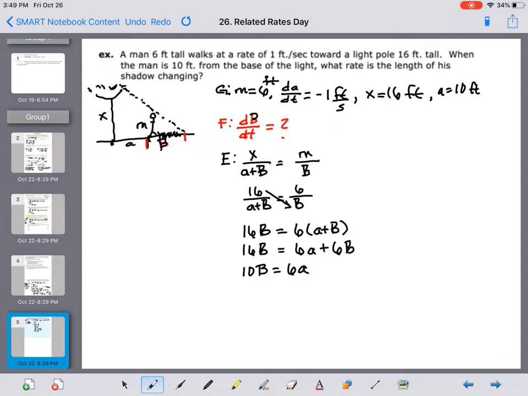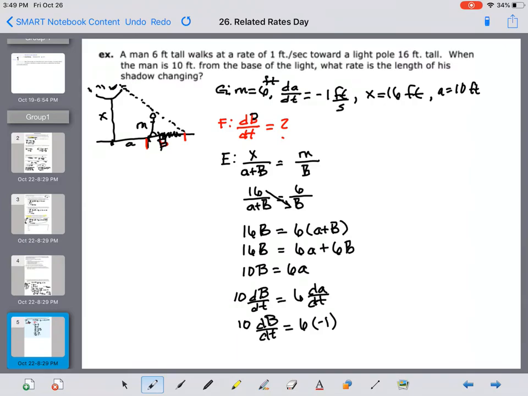Once I do all of that simplification, the derivative of what's left is pretty easy because it's really just a coefficient. The derivative of B gives us dB/dt, 10 dB/dt equals 6 times the derivative of A, dA/dt. That's a pretty easy derivative to take. So now it's just about plugging everything in. I don't know what dB/dt is. That's what I'm trying to figure out. But I do know what dA/dt is, so I'm going to plug that in. And that's going to give me -1.